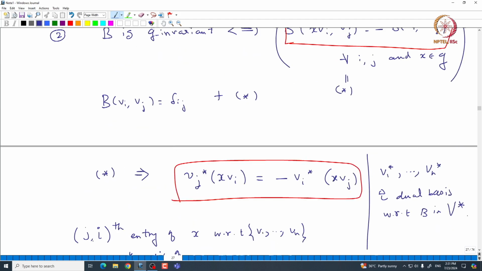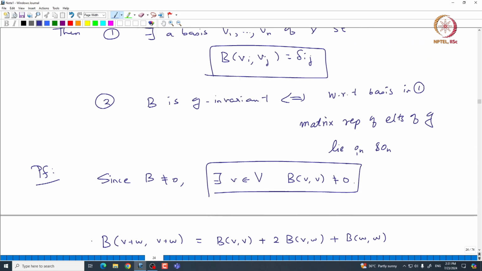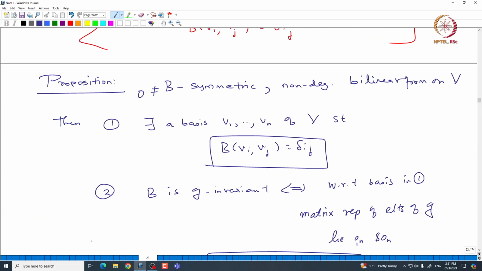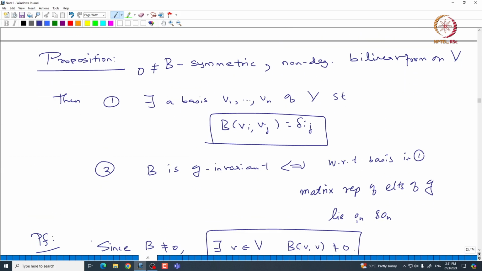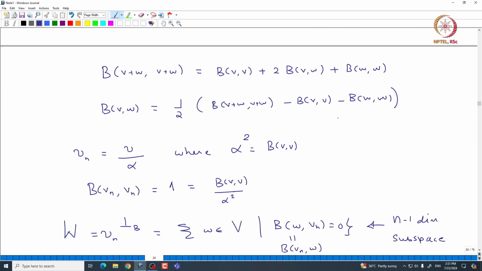So, this proves that if you start with a symmetric non-degenerate bilinear form, then you will always be able to find a basis such that this condition is satisfied, and one can actually translate G invariant as the matrix representation of these elements with respect to that basis lying in SO(n). Okay.